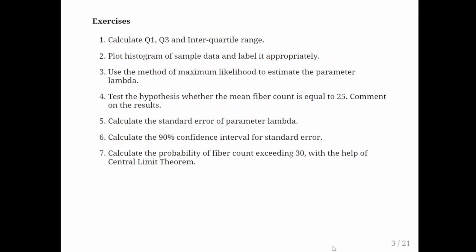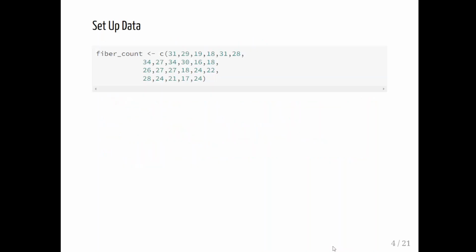Okay, so here are our exercises. Calculate Q1, Q3 and the interquartile range. Plot the histogram of the data and label it appropriately. Use the method of maximum likelihood to estimate the parameter lambda. Test the hypothesis whether the mean fiber count is equal to 25 and comment on the results. Calculate the standard error of the parameter lambda. Calculate the 90% confidence interval and calculate the probability of fiber count exceeding 30 with the help of the central limit theorem.